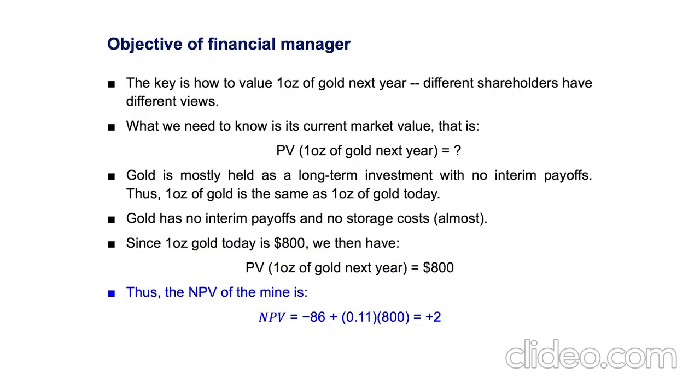Immediately, we can conclude that the NPV of reopening the mine is simply minus 86, again the production cost, plus 0.11 million ounces of gold times the present value of 1 ounce of gold in 1 year, and that's $800. Finishing the calculation, we get plus $2 million, which is positive. This value is the value we can achieve today in the market. The current price for selling 1 ounce of gold delivered next year is $800.